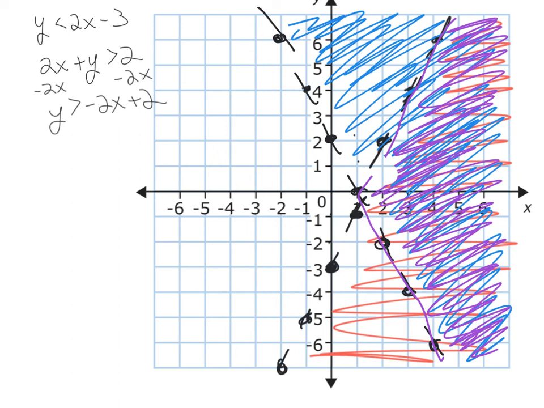Our solution, making sure my line stays broken, is that graph right there with that area shaded. So solving systems of linear inequalities is basically solving two linear inequalities on one graph and just seeing where the shaded parts overlap.